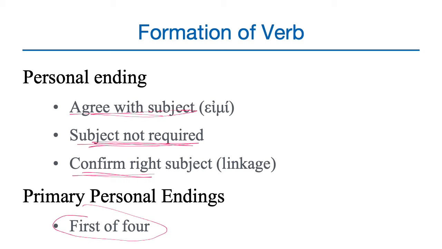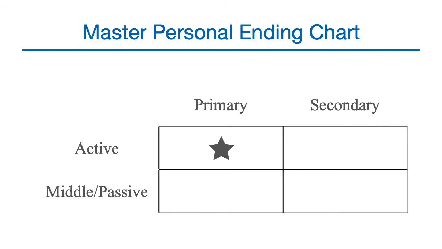Primary endings, there are four personal endings. The first one is the primary active personal ending. Then you have the secondary active. Then you have the primary middle passive. Then you have the secondary middle passive. Right now we are looking at the primary active personal endings.